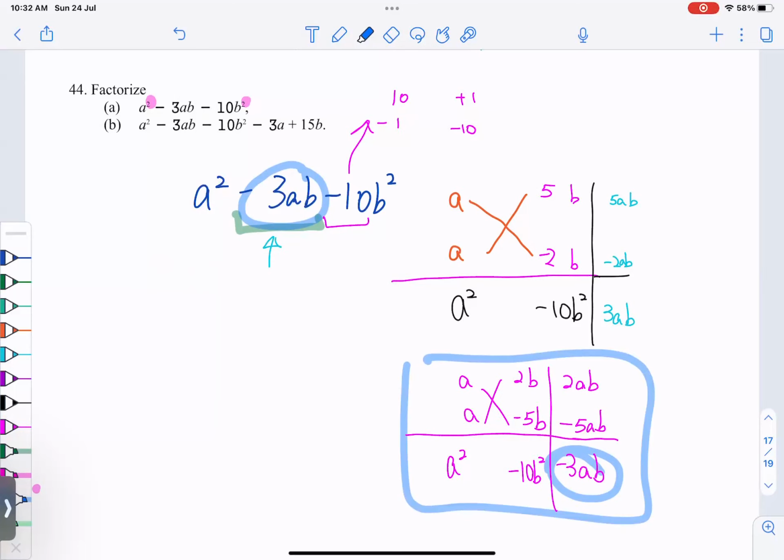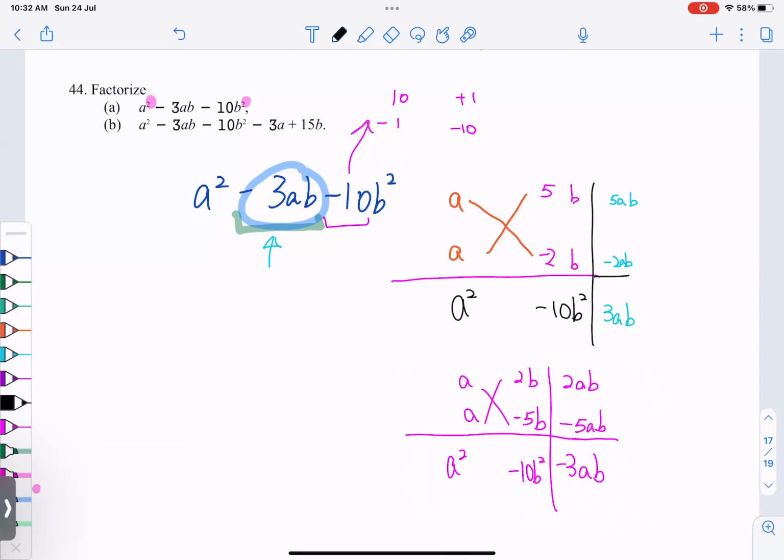Now you know this is correct, but how do you represent it? How do you write it? Well, it's very simple. Just brackets here. So your answer will be a plus 2b, a minus 5b. That is your final answer. Cool? Yes, good. So that's for your part A.